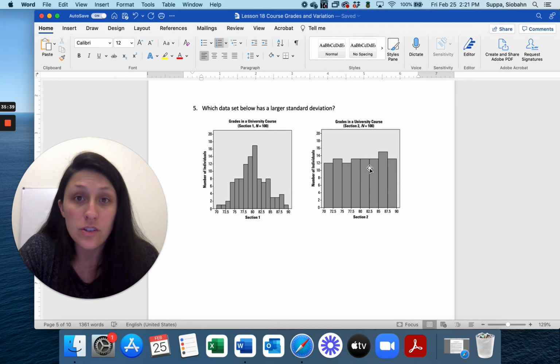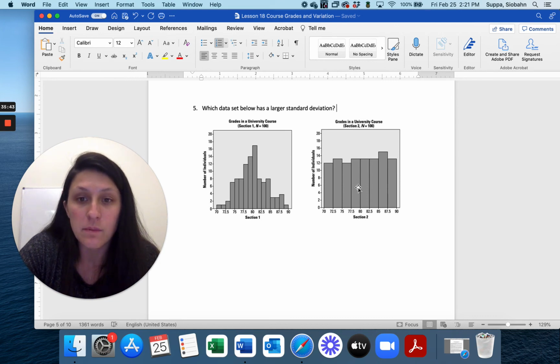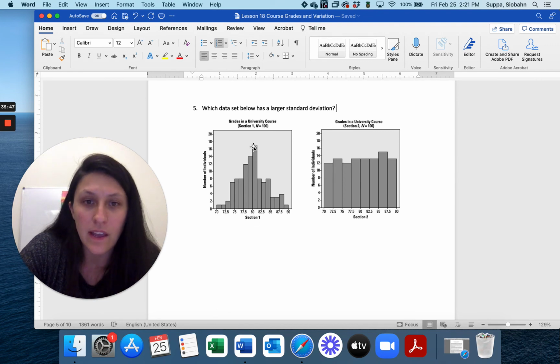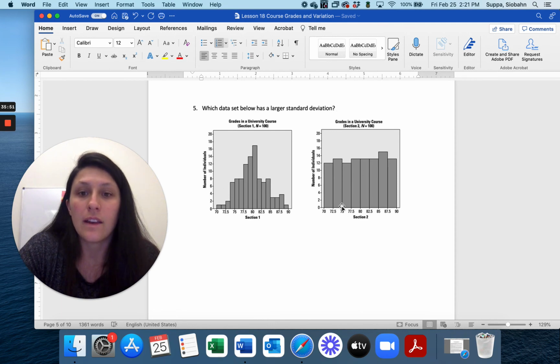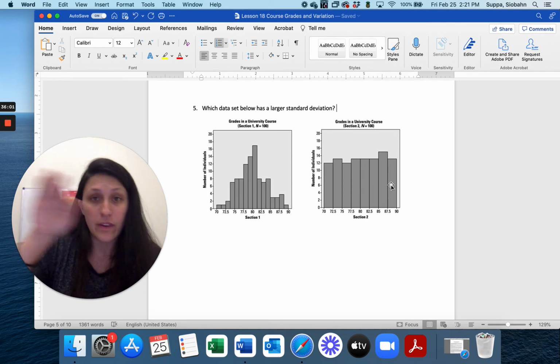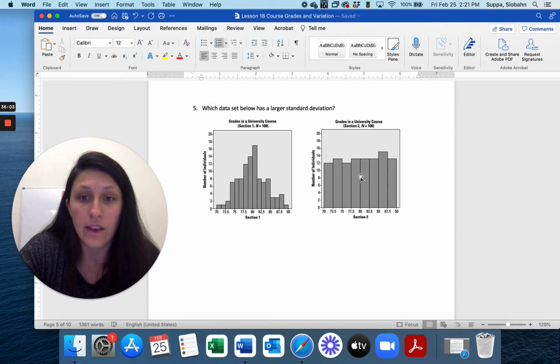They have a larger standard deviation because the mean is probably around 80. It's probably somewhere in the middle. The same thing here. The mean is probably around 80, somewhere in the middle of this whole distribution. And if you look at section 2, there's 12 students that are very far away from the middle, from 80. And there's 12 students on this side that are also very far to the right of 80.